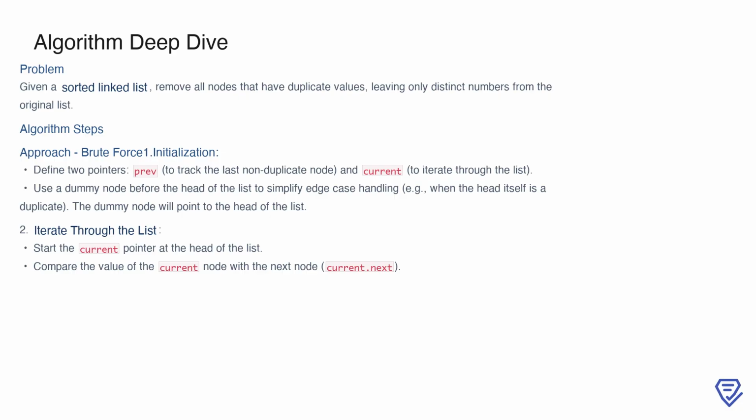We start by initializing two pointers, previous to track the last non-duplicate node, and current to iterate through the list. To handle edge cases, such as when the head node itself is a duplicate, we introduce a dummy node. This dummy node is placed before the head of the list and serves as a consistent starting point. The current pointer begins at the head, and as we iterate, we compare the value of the current node with its next node, current.next. This comparison helps us determine whether duplicates exist and guides the subsequent steps in the process.